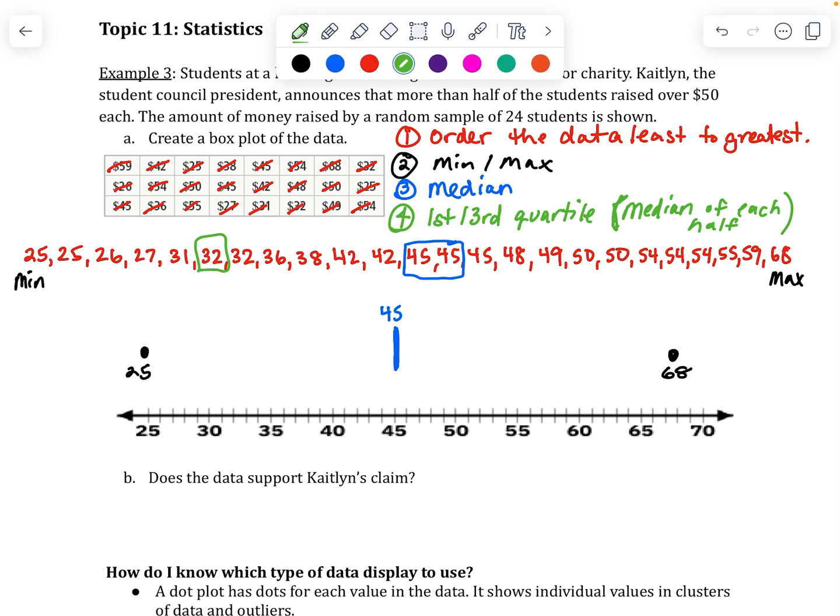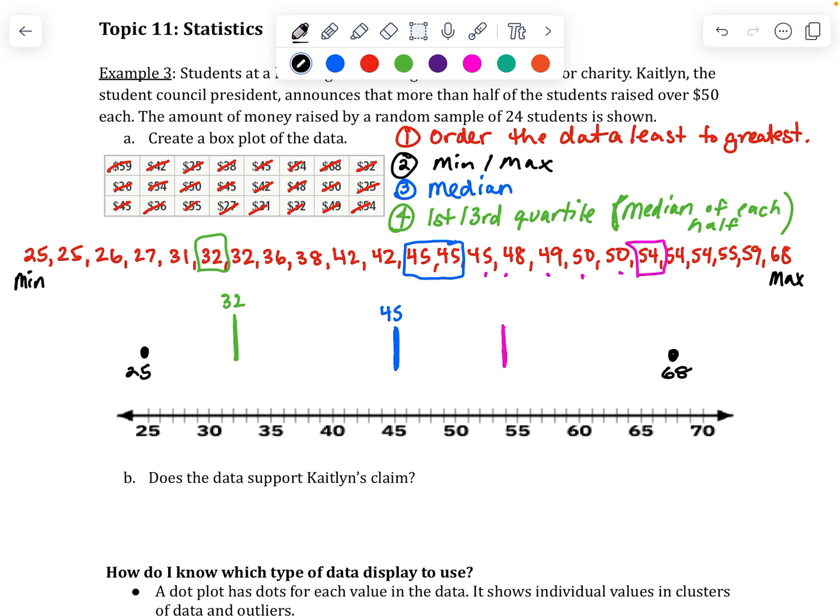So that would be our first quartile at 32. So 30, 31, 32 is right here. That's 32. And then our upper quartile, we're going to do the same thing. Go 1, 2, 3, 4, 5, 6, and right there is 54. Kind of line that up right there.